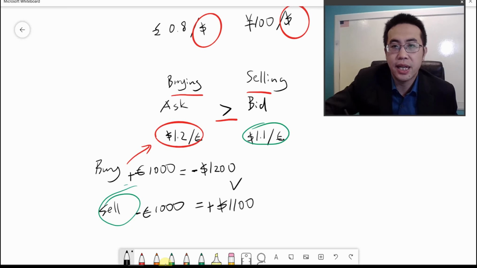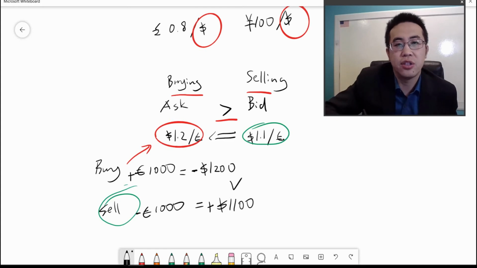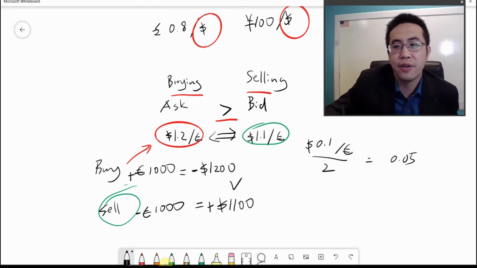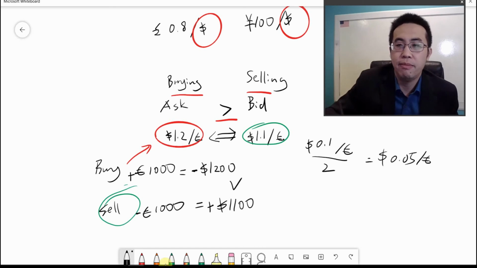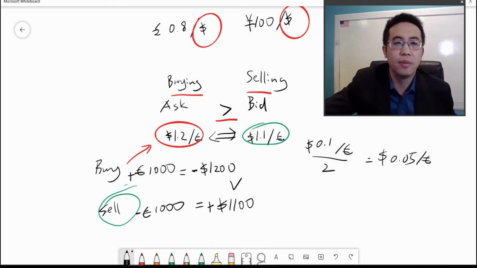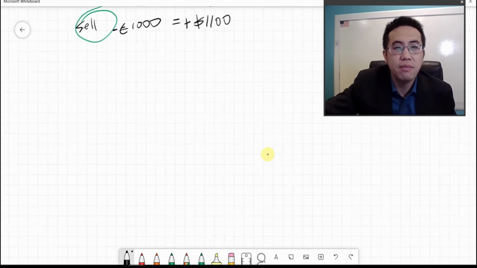That's how the bank makes money, by doing the trade with you. When you're doing this trade, you pay more than you receive, and the difference is called a bid-ask spread. This bid-ask spread is the difference between these two. That's $0.10 per euro, and you can split it in half. That's $0.05 per euro. So per transaction, either a buy order or sell order, a bank can make 5 cents per euro. Okay, so that's a very simple example.